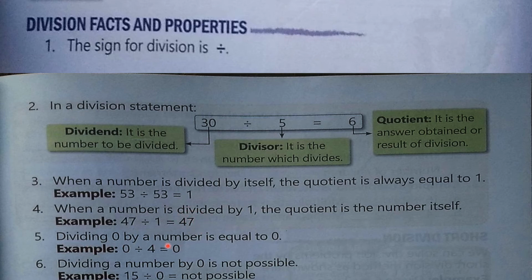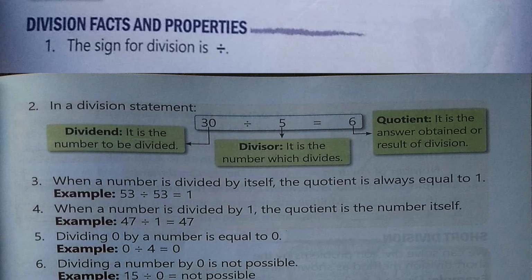Dividing 0 by a number is equal to 0. If we divide 0 by any number, we will get 0. Dividing a number by 0 is not possible. So it is not possible to divide by 0. We cannot divide any number by 0. Got it? So these are the division facts and properties, so keep them in mind.